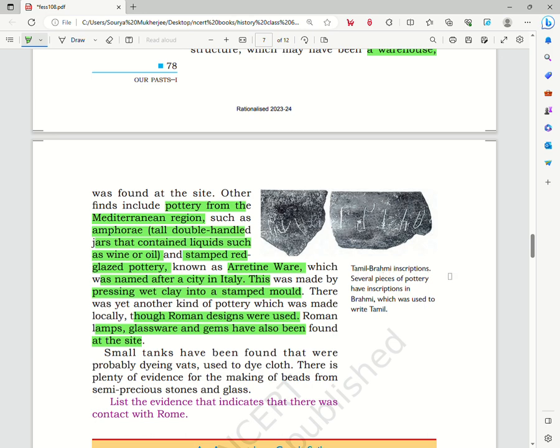Brahmi and Tamil inscriptions. Several pieces of pottery have inscriptions in Brahmi, which was used to write Tamil. So we see that these are fragments of pottery, and on them, if we notice, Tamil is written using the Brahmi script. The Brahmi script was used to write Indian languages, and in this case, Tamil has been written on the surface of the pottery using the Brahmi script.